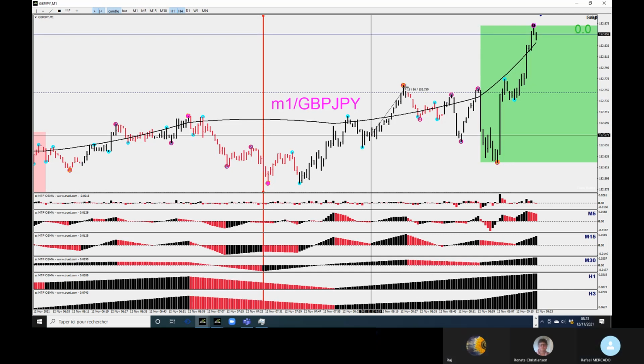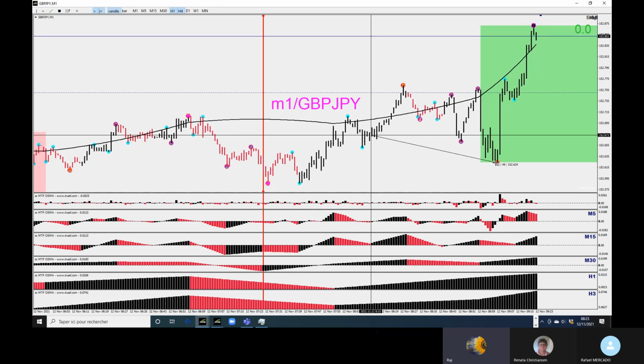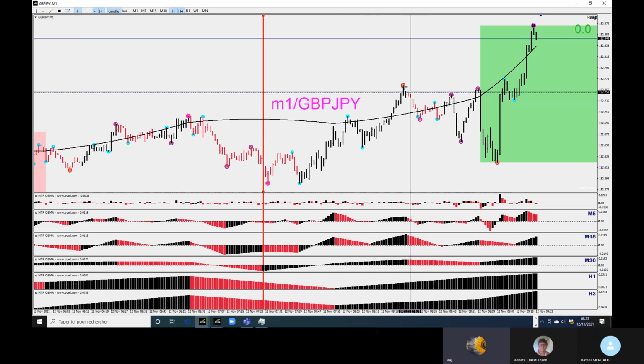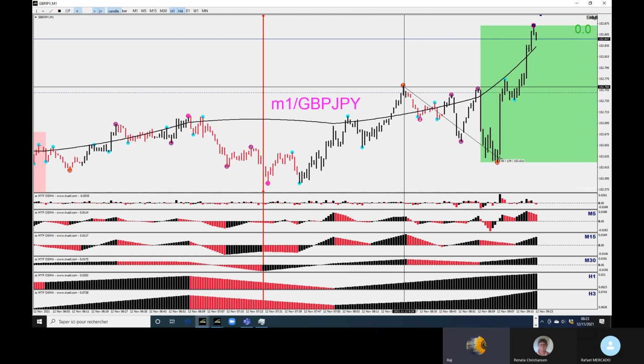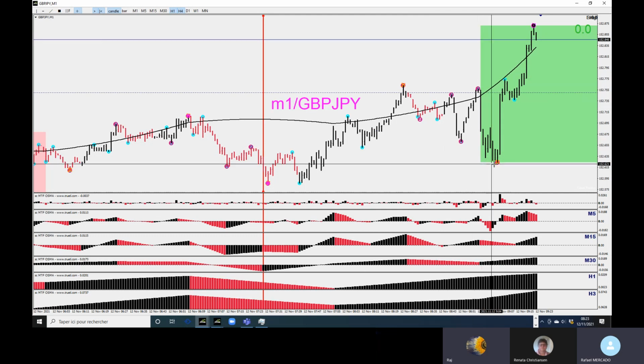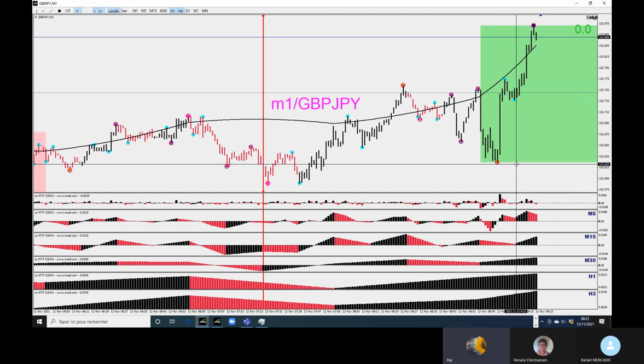Now you can play 3 ball to 3 ball down. That's risky for me, but you can do it. But your H1 is not cooperating, so you're not taking that trade. You're still in the long. And then you made 22 pips on the long. That's 30 pips, 1 pair.